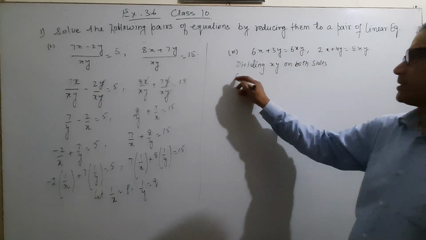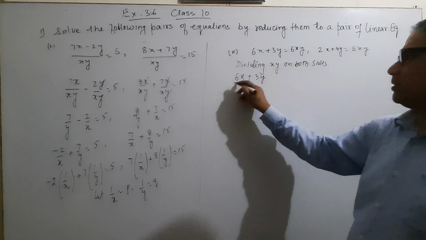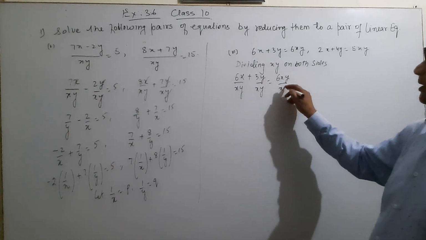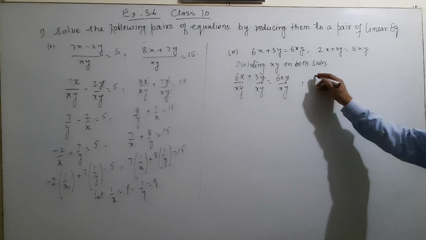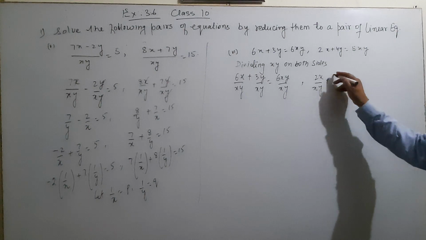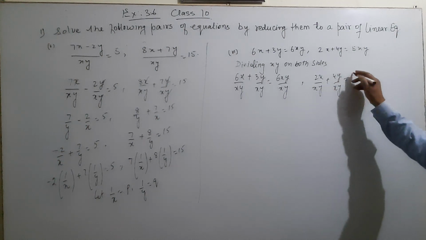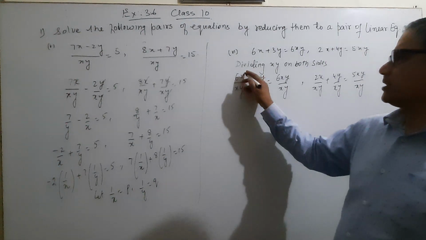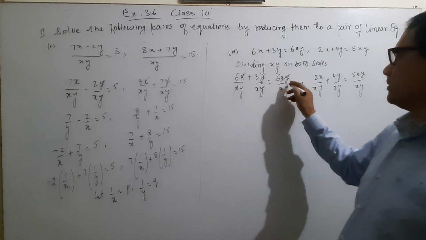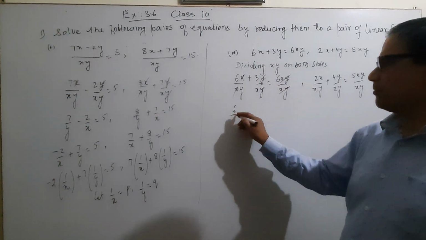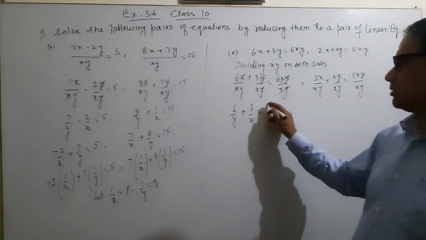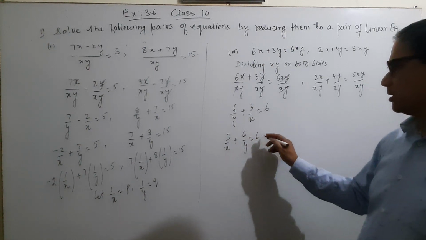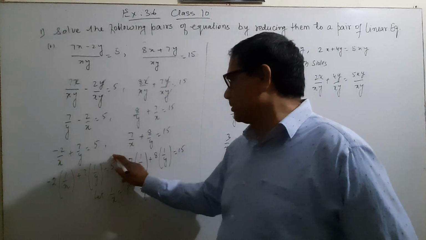So what do we get? 6x plus 3y upon xy is equal to 6xy upon xy. And similarly 2x upon xy, 4y upon xy is equal to 5xy upon xy, which can be simplified. And what is left? 6 upon y plus 3 upon x is equal to 6. It means 3 upon x plus 6 upon y is equal to 6. This is equation number 1 now.